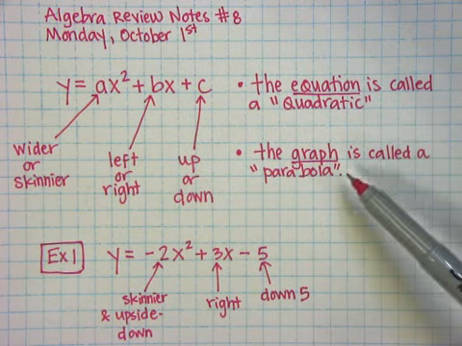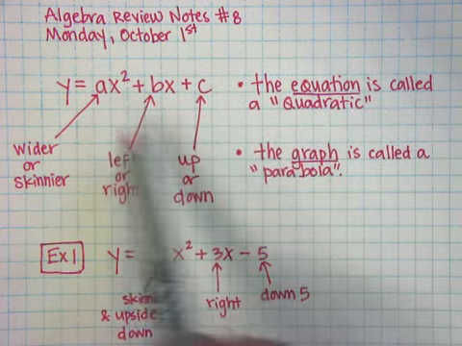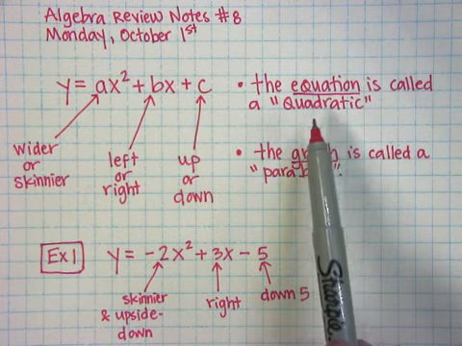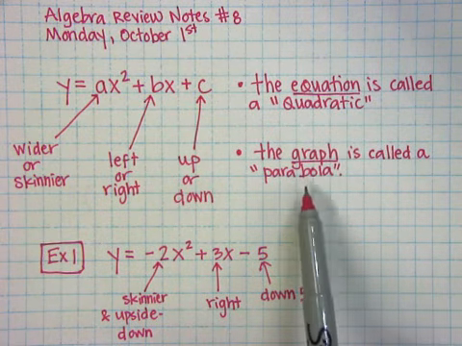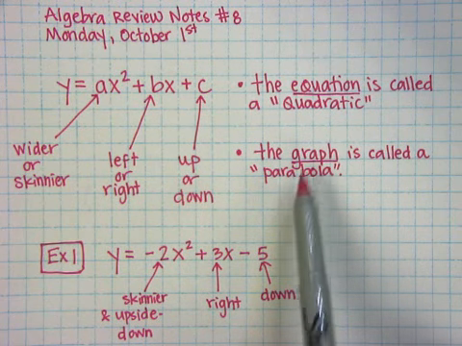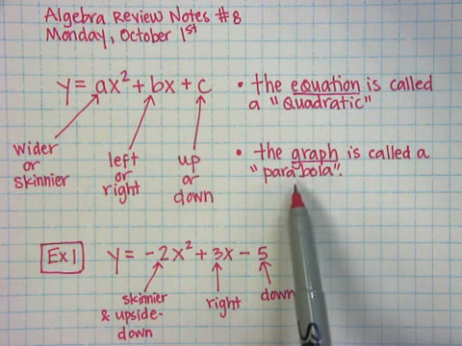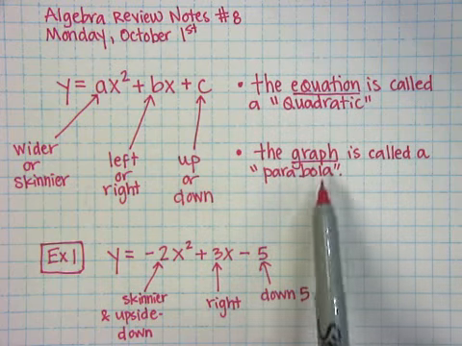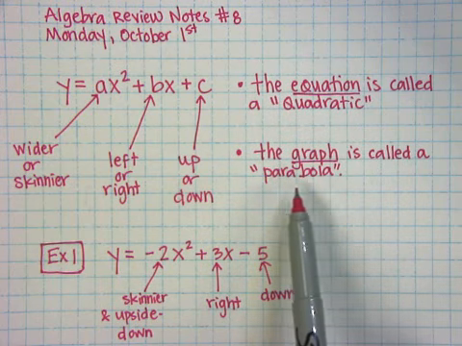Now, just to make sure that we're clear on our vocabulary, the equation itself is called a quadratic, but the graph, the thing that we actually look at, is called a parabola. So those are two different vocabulary words. The equation is called a quadratic, the graph is called a parabola.